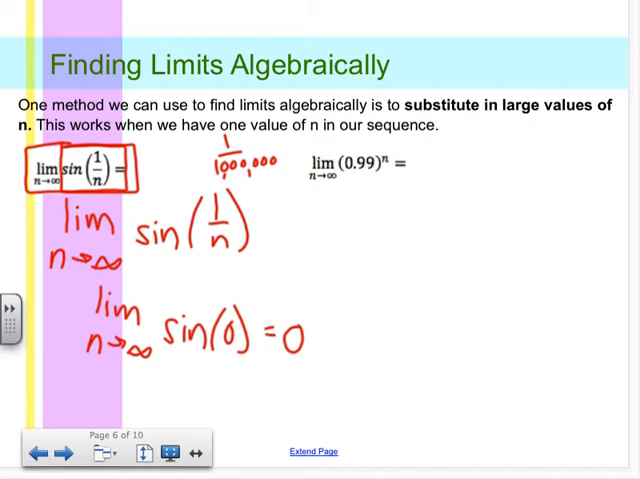Same idea on the other side. Plug in really, really large numbers. So I'm going to plug in 0.99 to the 10th, 0.99 to the 100, 0.99 to the 1,000, 0.99 to the 10,000. I need my calculator to do that.